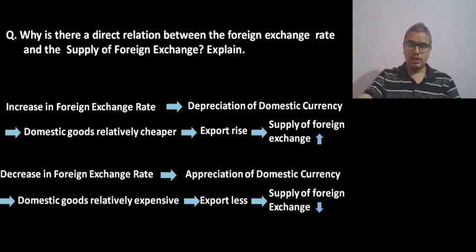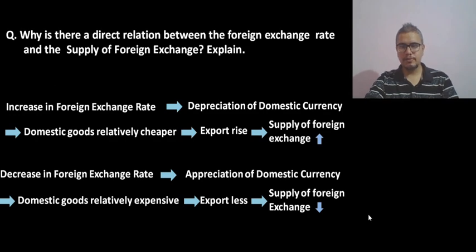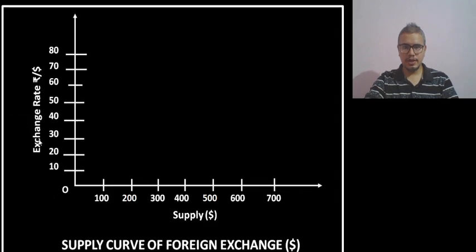Now, we can also explain this with the help of a diagram similar to the previous case. Here in this diagram we see that on the vertical axis we are measuring the exchange rate. As we go upward, we see that the exchange rate is rising from 10 to 20, 30, 40, 50, 60, 70, 80, and on the horizontal axis we are measuring the supply of dollars. Our supply curve will look like this, that is, upward sloping, just like the supply which we discussed in class 11.